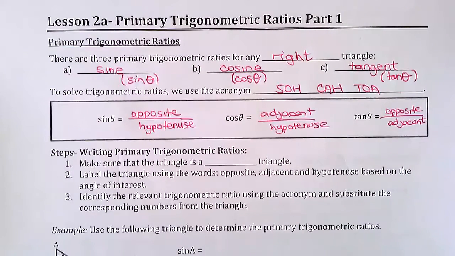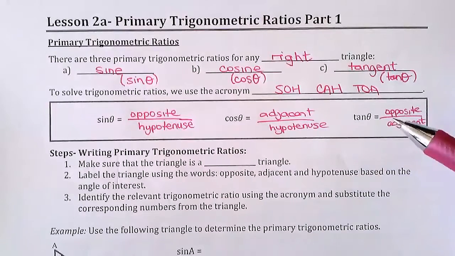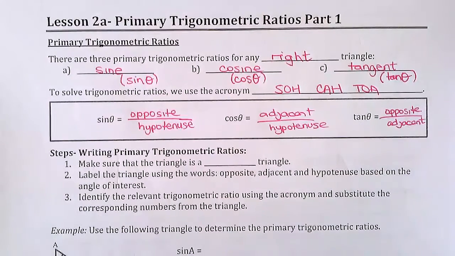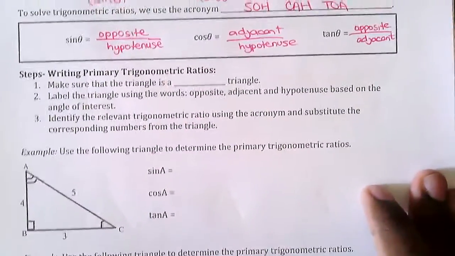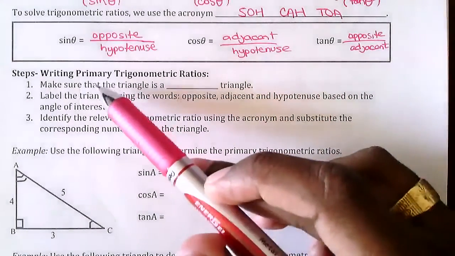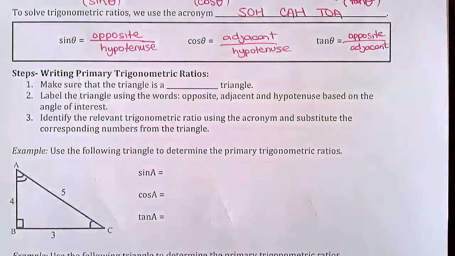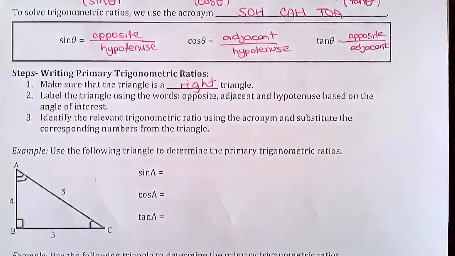So what we first need to be able to do is we need to be able to write out these trigonometric ratios, and then we can focus on solving different aspects of them. So steps. Writing primary trigonometric ratios. I'm going to try to keep this here so we can still see the SOHCAHTOA. The first thing you always need to do is make sure that the triangle is a right triangle. Again, I'm emphasizing that. SOHCAHTOA only works for right triangles.